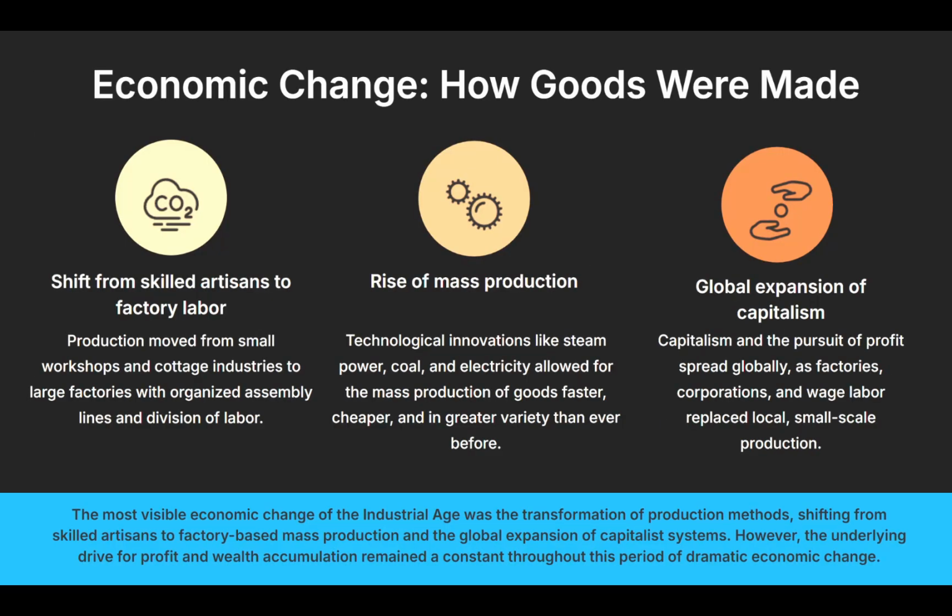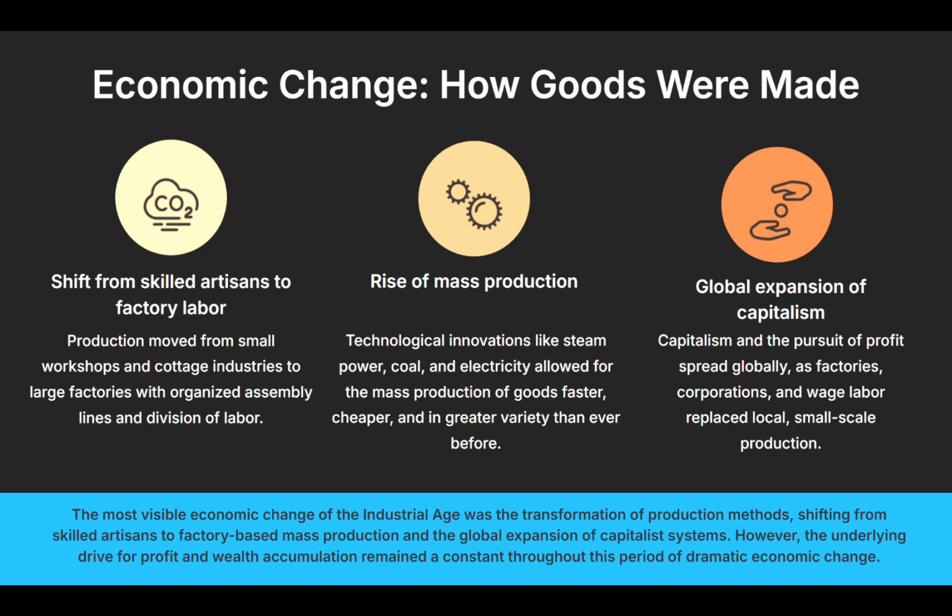The most visible change of the industrial age was economic. Production shifted from skilled artisans working at their own pace to factory labor organized around machines and assembly lines. Steam power, coal, and later electricity allowed goods to be mass produced faster, cheaper, and in greater variety than ever before. Factories replaced cottages. Wage labor replaced household production. Corporations replaced small workshops. Yet, not everything was new. Profit seeking, trade, and inequality existed long before industrialization. What changed was scale. Capitalism expanded globally, but the basic drive for wealth remained constant.